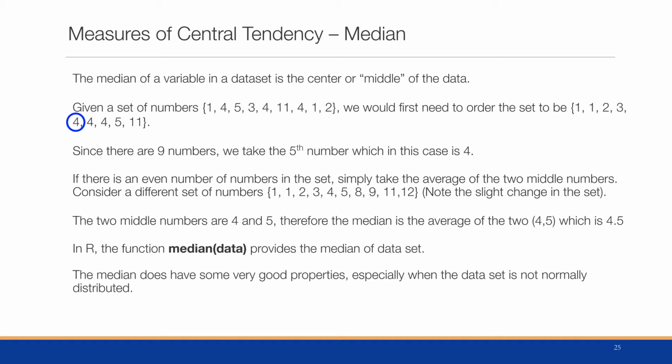Now, if we have an even set of numbers in the data set, we simply average the two middle numbers. So consider we have 1, 1, 2, 3, 4, 5, 8, 9, 11, and 12. We'll take the middle two numbers, which are 4 and 5, and the median will be the average of the two, which is 4.5. In R, we have the function median.